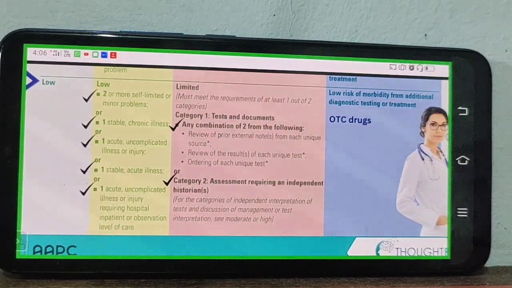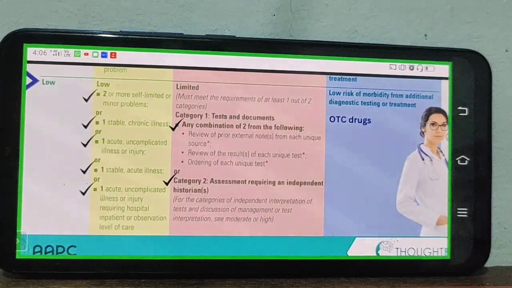Then order of each unique test. That means if a doctor newly orders a test. For example, if a doctor orders CBC, complete blood count, and an ECG. How many tests are ordered newly here? 2 tests. So it automatically leads to 2 points. No need to check the first and the second. I directly get 2.